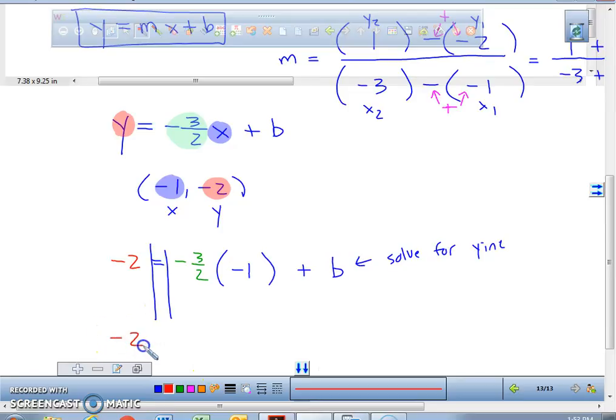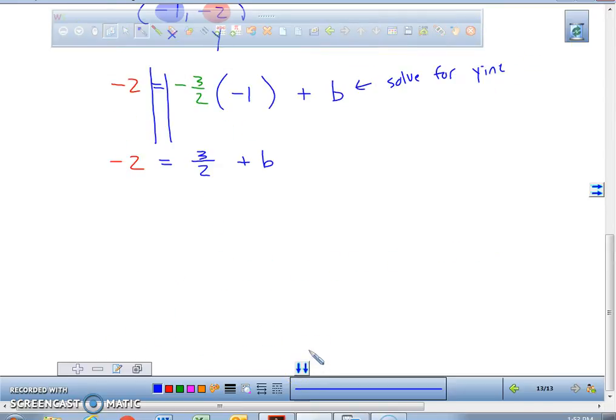This right here is a negative 2. This is equals. What is negative 3 over 2 times a negative 1? What's that going to be? Just positive 3 over 2, because a negative times a negative is a positive. Now some of you, I realize, don't like fractions, but that's okay because we speak both fraction and decimal. That's right, we speak both fraction and decimal. So 3/2 is just simply 1.5. It's 1.5, right?